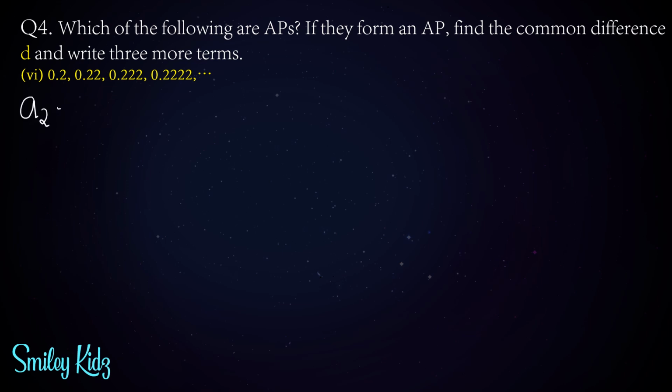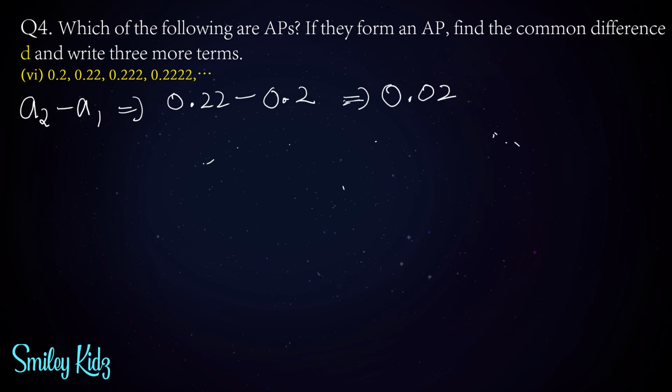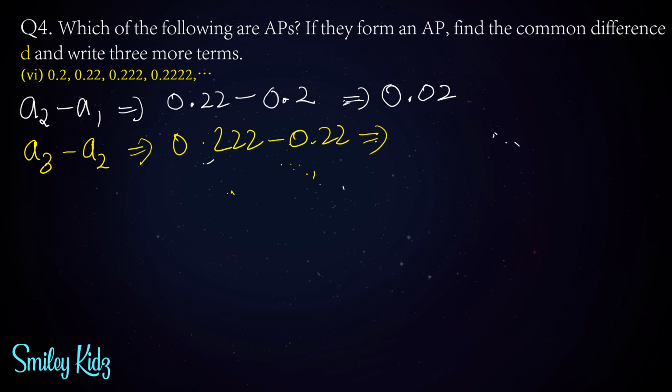A2 minus A1, which is 0.22 minus 0.2. Now what is this? 0.22 minus 0.2 is 0.02. Then A3 minus A2 will give you what? 0.222 minus 0.22, which is going to give you 0.002.